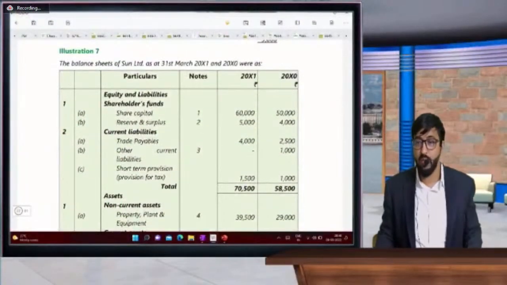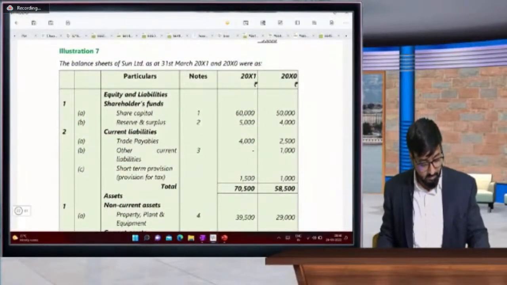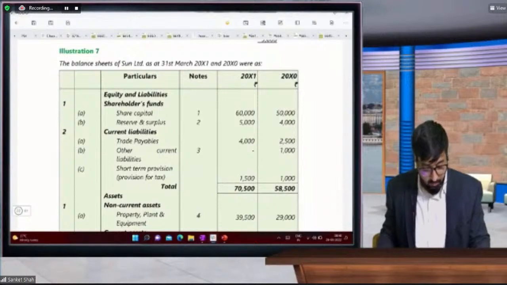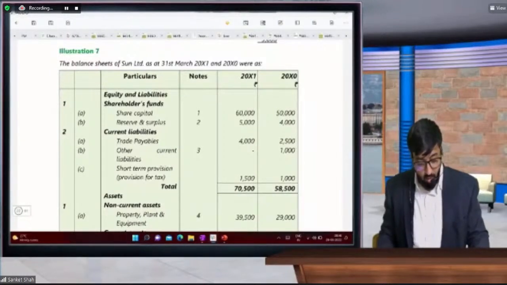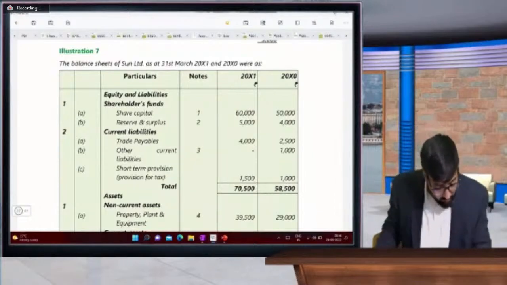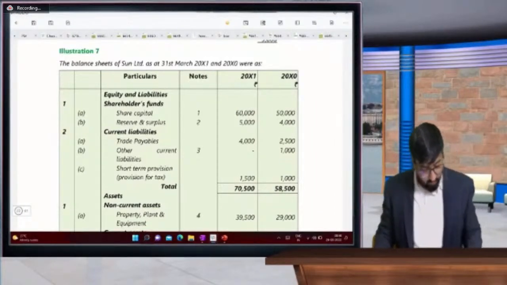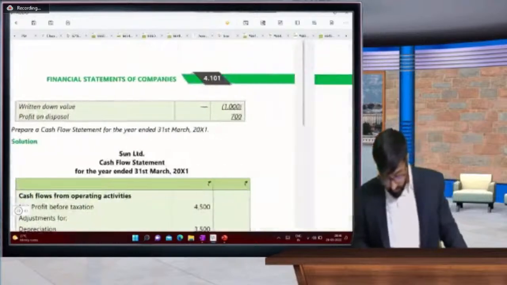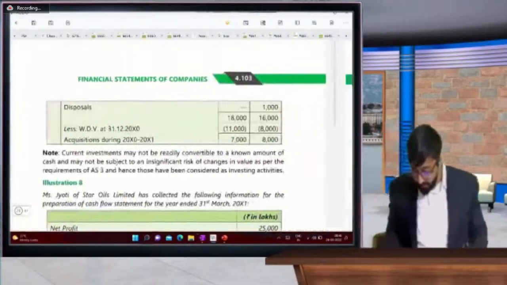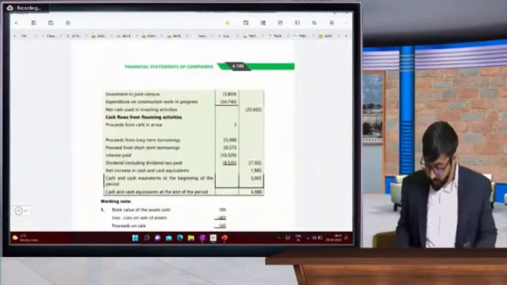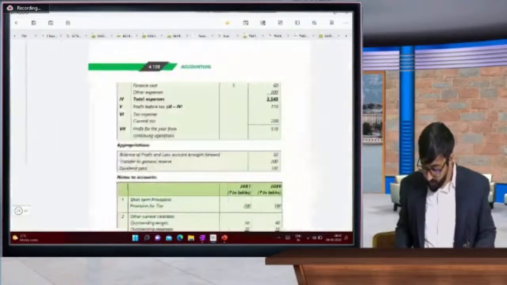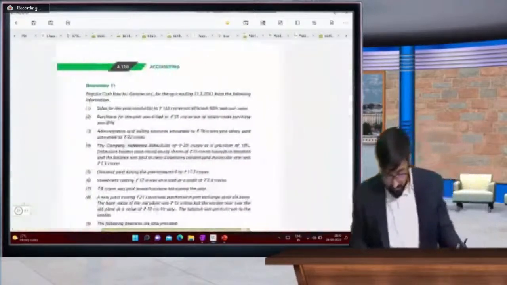Now come to illustration number 7. Friends, no action time now, beta, please. And on Saturday, you please solve all remaining illustrations. Now we are going to solve ILU 7, ILU 8. 9, 10 are really very easy.